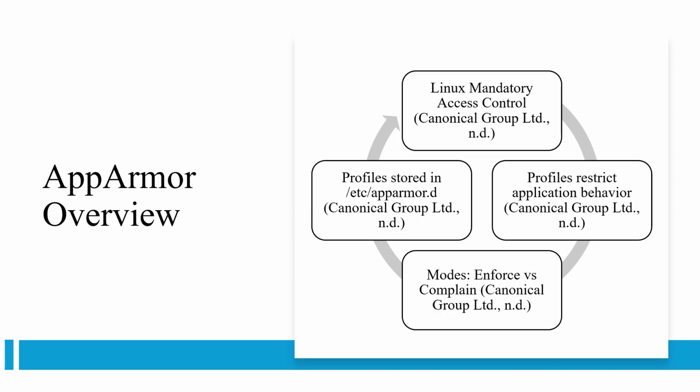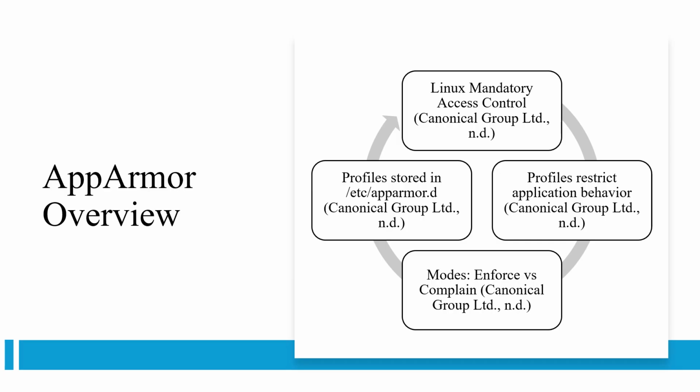AppArmor, like Application Armor, is a mandatory access control framework in Linux. Unlike standard file permissions, which are discretionary and user-driven, AppArmor enforces rules directly at the kernel level. According to Canonical documentation, it uses profiles that define exactly what an application can and cannot do. This profile controls access to files, networks, and capabilities.